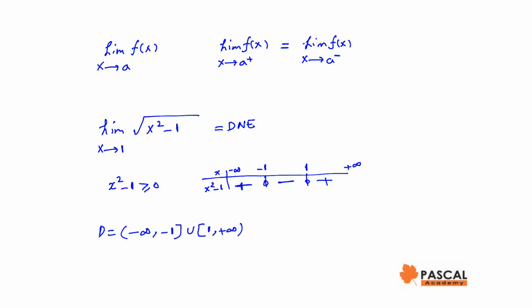Therefore, limit of square root of x² minus 1 as x approaches 1 from negative side does not exist. x cannot move towards 1 from negative side. Since the left side limit does not exist, limit of square root of x² minus 1 as x approaches 1 does not exist.